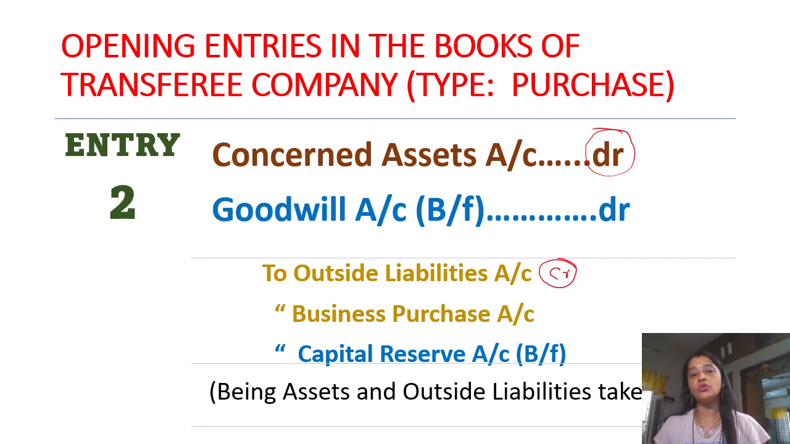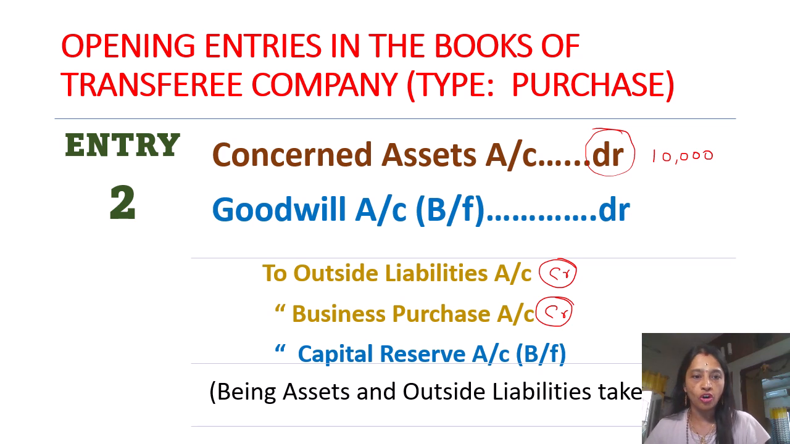See, in the first entry you would have debited the business purchase account. Now in the second entry you will credit the business purchase account and then you will find out the balancing figure. If you have given more for the assets of the company, then the balancing figure will come in the debit column. It will be treated as goodwill. If you have given less than the assets of the company, then it will be treated as capital reserve. Now say for example, the value of your assets is 10,000.